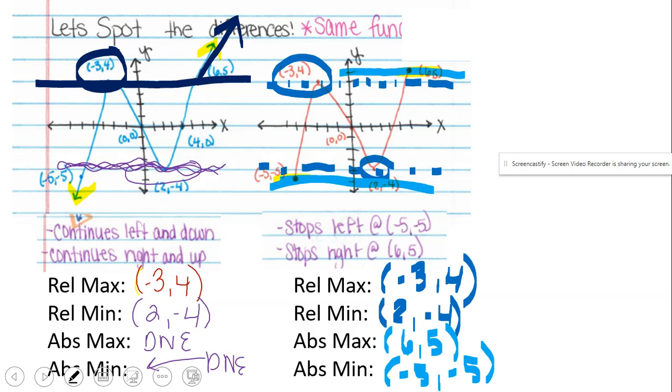So in summary, relative maximum is a peak or a high value. Relative min is a valley or a low value. Absolute max is the highest point your graph reaches, and absolute min is the lowest point that your graph reaches.